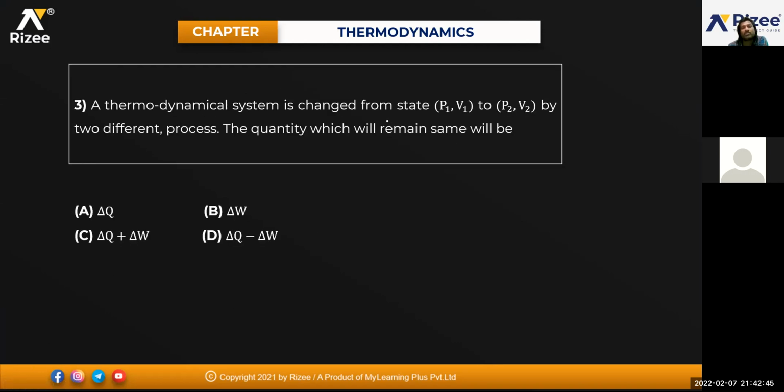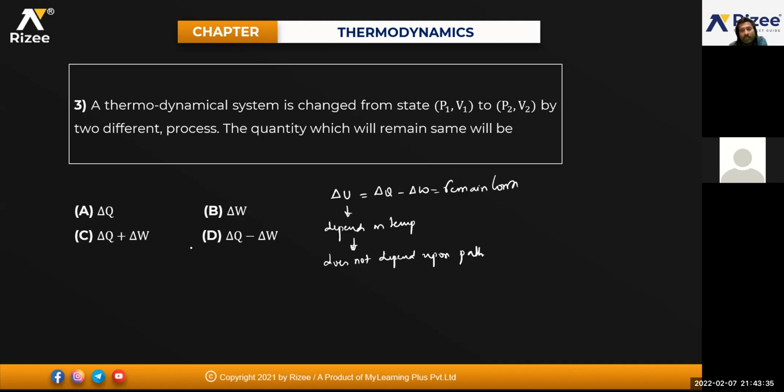Next one. A thermodynamic system is being changed from state P1V1 to P2V2 by two different processes. The quantity which will remain the same is? The change in internal energy does not depend upon the path, because it depends only on the temperature. Whether the path is clockwise or anti-clockwise, it is independent. So delta Q minus delta W remains constant, because dQ will change and dW will change. So delta U is equal to delta Q minus delta W. Clear, beta?